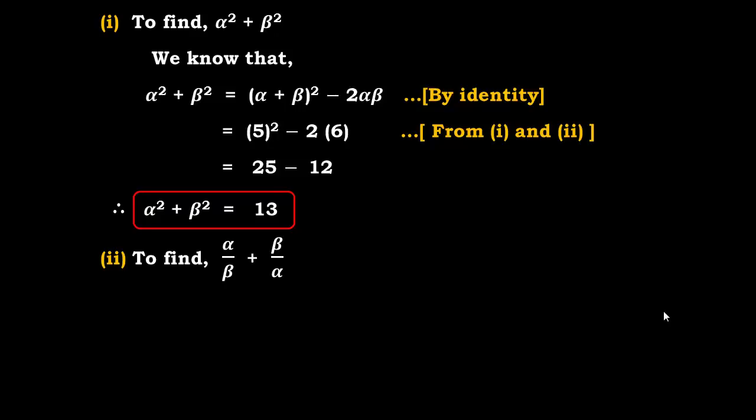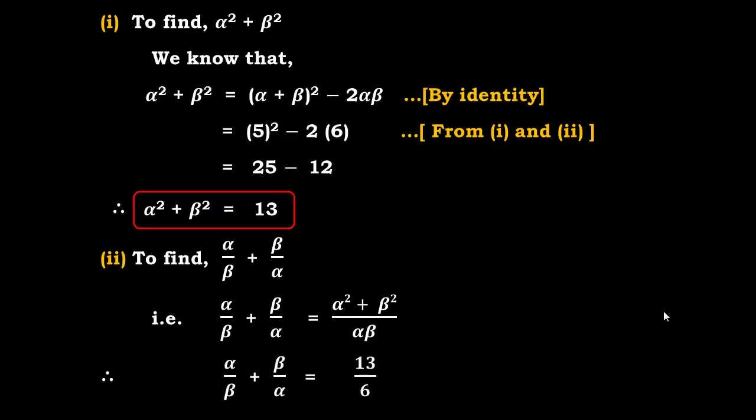Now see, next we have to find alpha upon beta plus beta upon alpha. Now see student, alpha upon beta plus beta upon alpha, if you solve this, you have to do cross multiplication, alpha square plus beta square upon alpha into beta. Now alpha square plus beta square is equals to 13 and alpha into beta is 6. So we have the answer alpha upon beta plus beta upon alpha is equals to 13 upon 6.